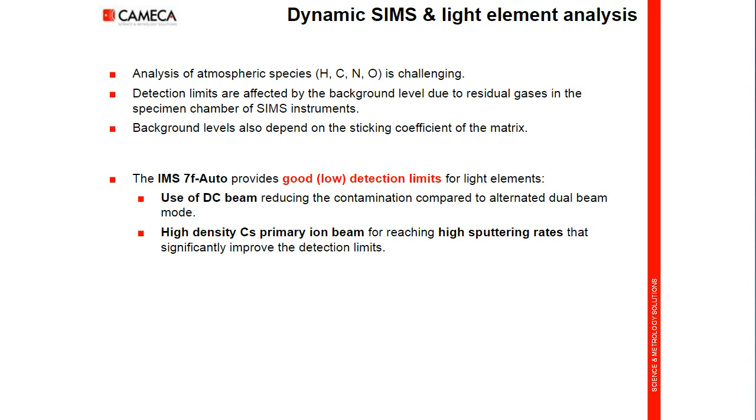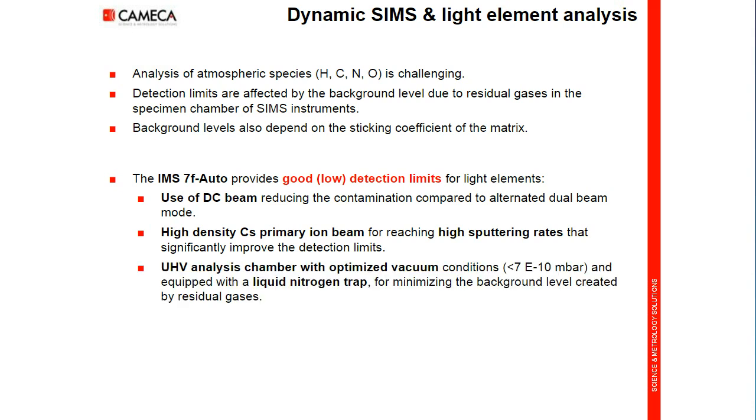Improving the vacuum inside the instrument also leads to a better detection limit. The 7F Auto is equipped with a UHV analysis chamber with optimized vacuum conditions and equipped with a liquid nitrogen trap to lower the partial pressure of water vapor. It also includes a fully automated 6-holder storage chamber with holder baking capabilities, as discussed previously.